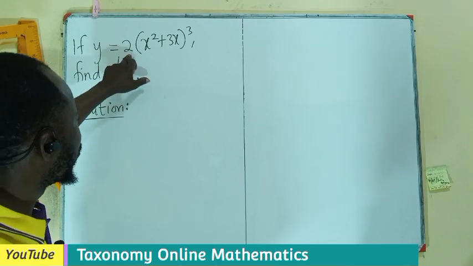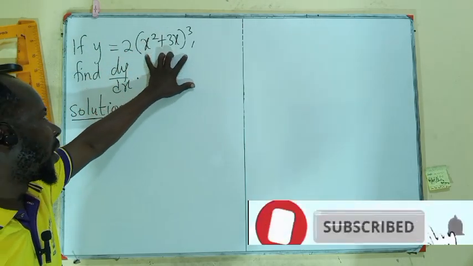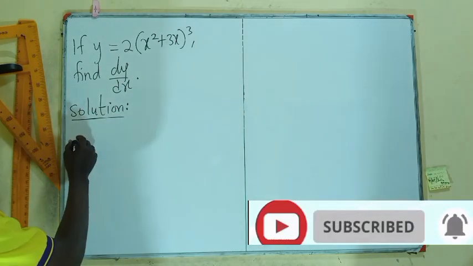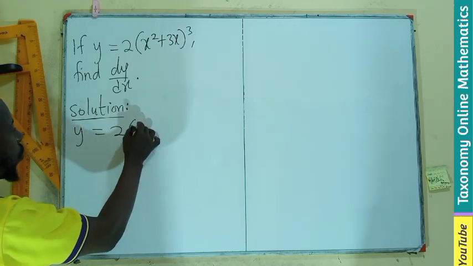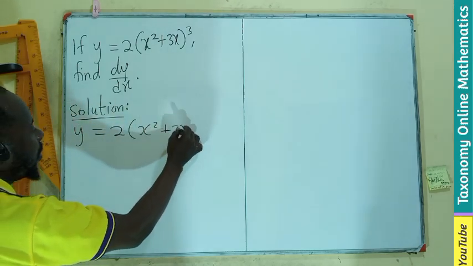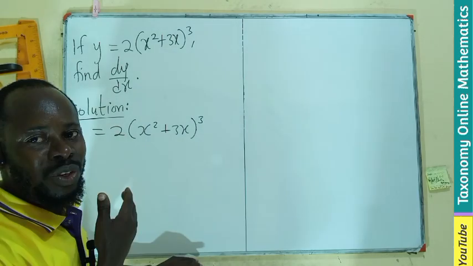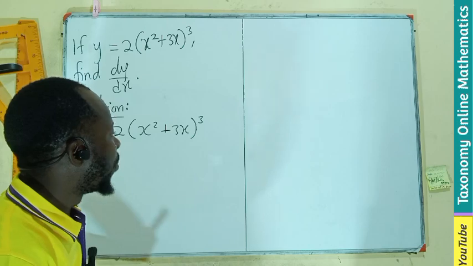A quick one on this differential equation. If y equals 2 times (x squared plus 3x) all raised to the power 3, you have to find dy/dx. So we are having y equals 2(x squared plus 3x) to the power 3. I know we can treat this as a function of a function, but I'm going to go for the shortcut approach.